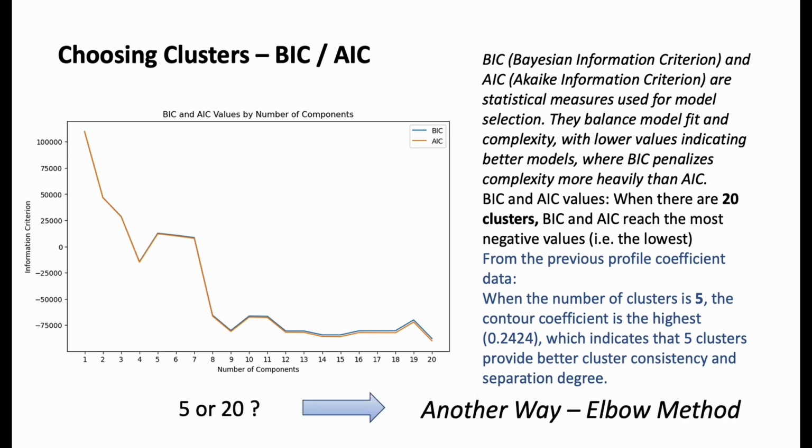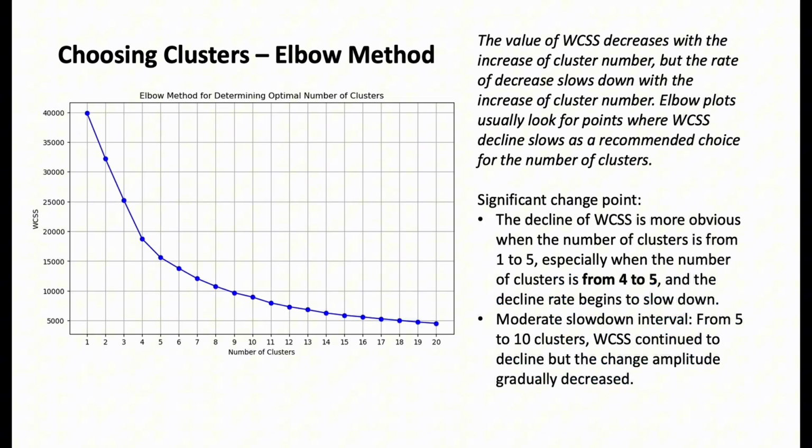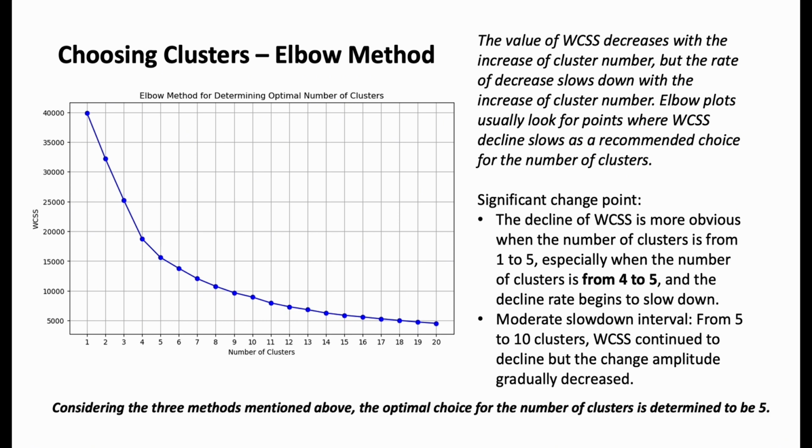We need another way, the elbow method. As this graph shows, from 4 to 5 clusters, the decline rate begins to slow down. Considering these 3 methods mentioned above, the optimal choice for the number of clusters is determined to be 5.